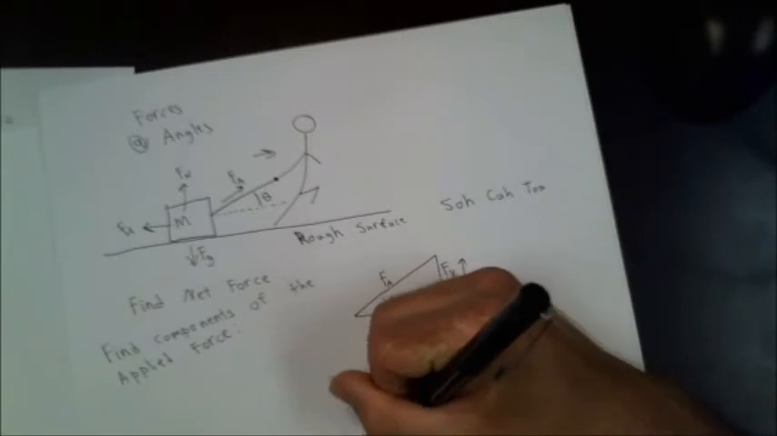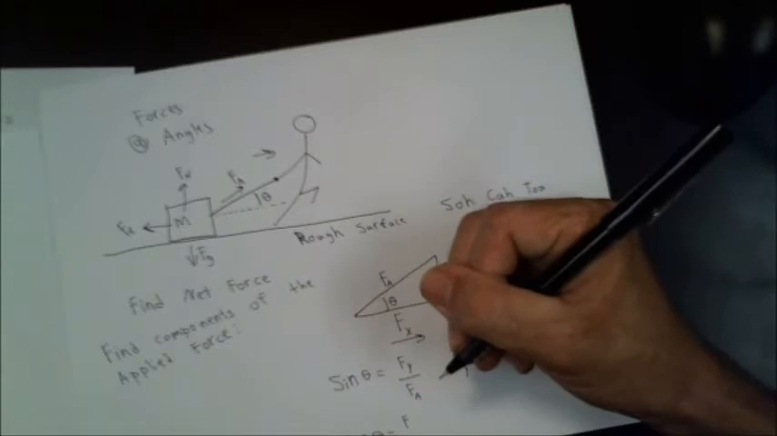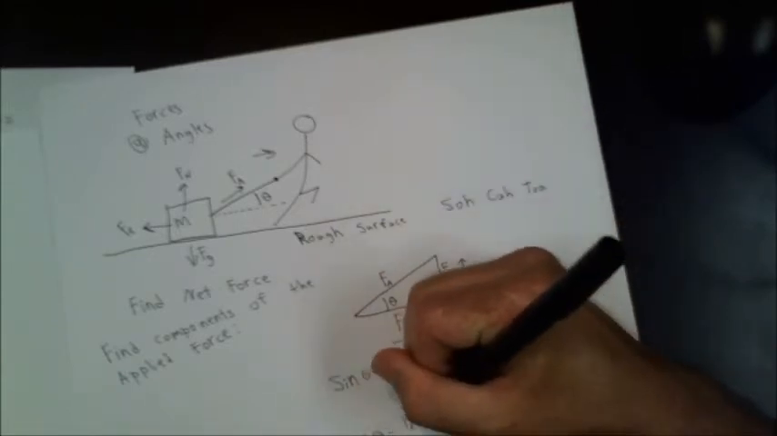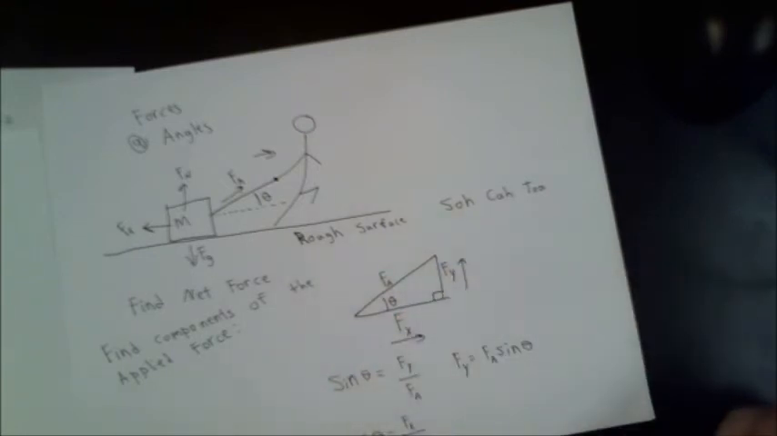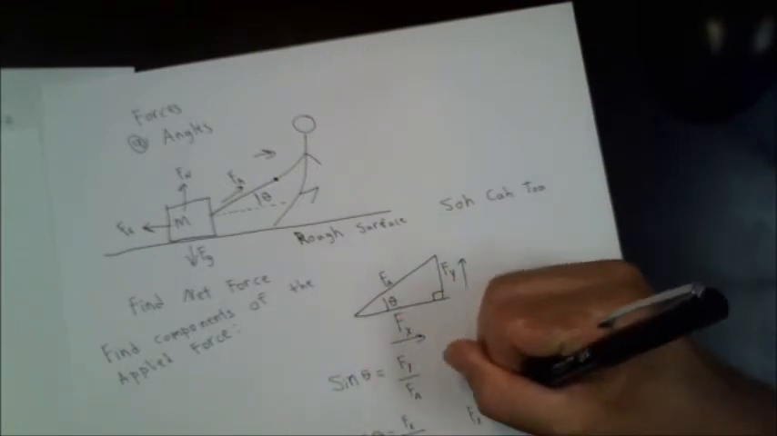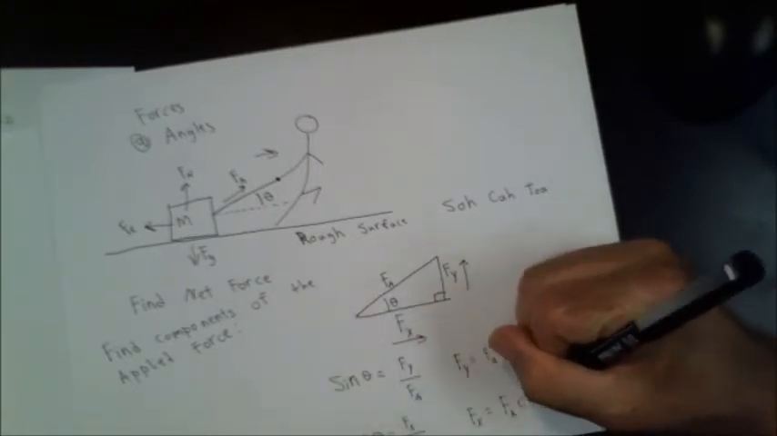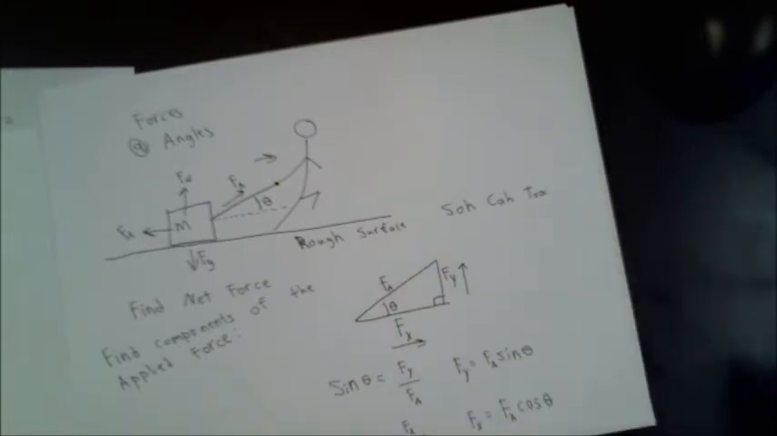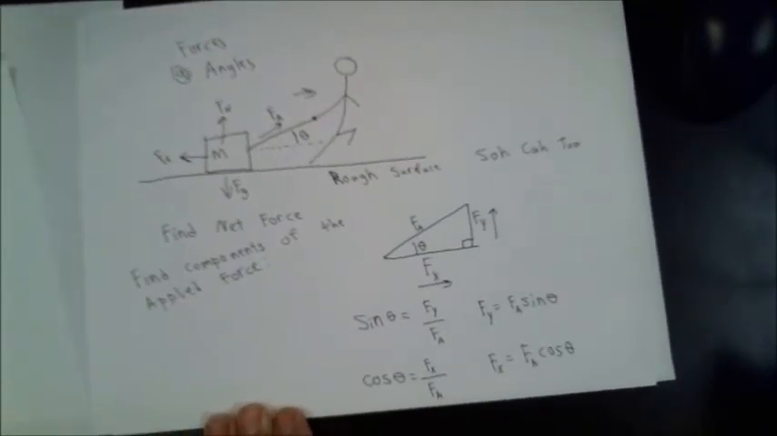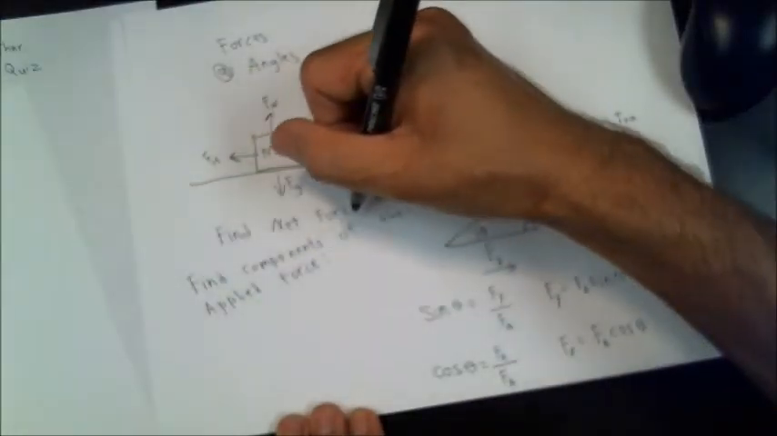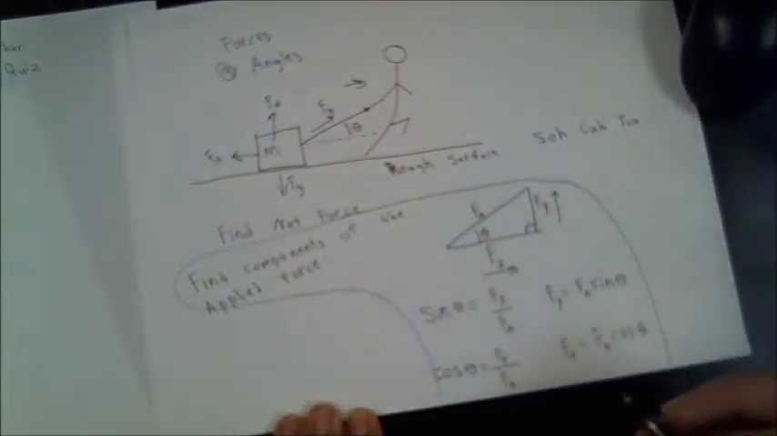Let's do the same thing with cosine. Cosine of theta is equal to the adjacent, which is F_x, divided by the hypotenuse, which is F_A. When I solve for F_x, I multiply both sides by F_A, and I get F_A multiplied by the cosine of the angle theta. Now I can do my net forces. Leave that there for a moment so you can write that down. Sorry, I should have written that underneath. There, that's how I get the components.